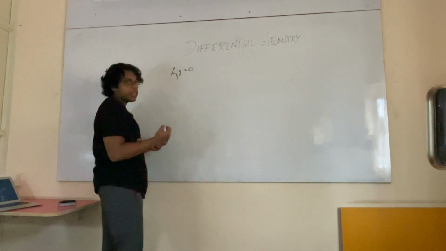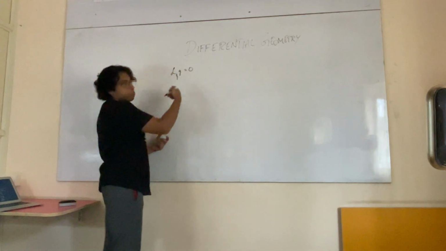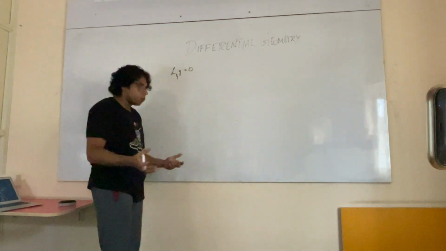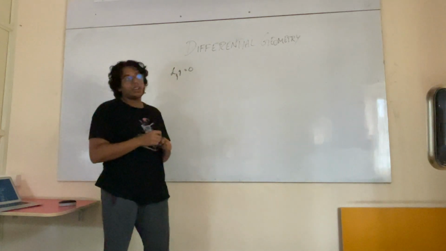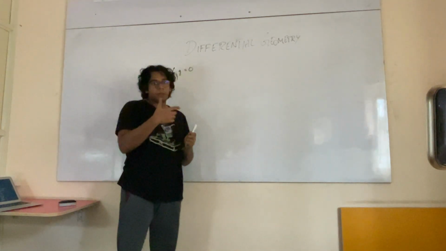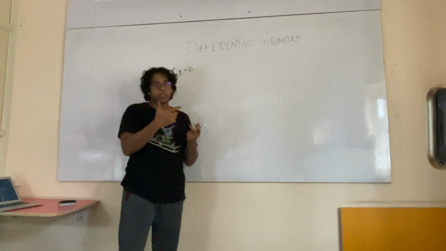Lie derivative of the metric. So this is the metric of a manifold. We'll come to that later. But the Lie derivative of the metric along an axis of symmetry is 0.